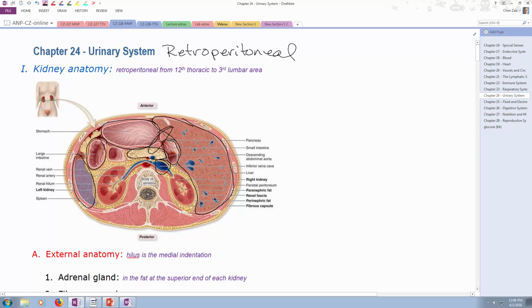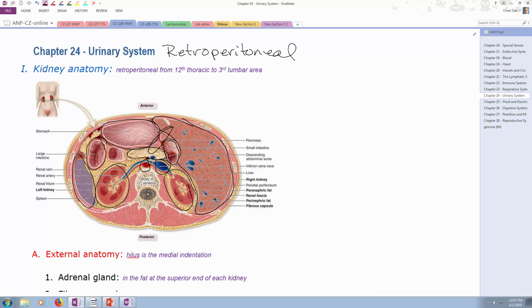IVC here, abdominal aorta here. Notice that the IVC is a little bit off to the right side. The aorta is a little bit more centrally located. And then when we take a look at our left kidney versus our right kidney, why are these sizes different in this cross-sectional view?